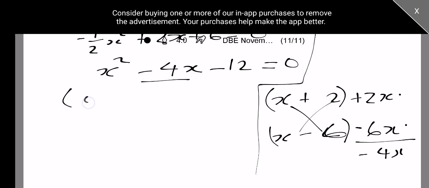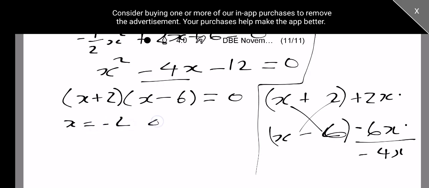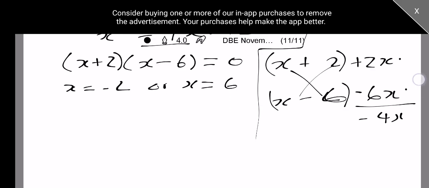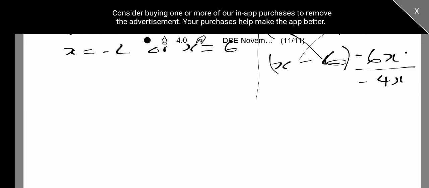So x plus 2, x minus 6 equals 0, x equals negative 2, or x equals 6. Yes, these are our coordinates. Let's write them in coordinate form. It's negative 2, 0, and 6, 0.